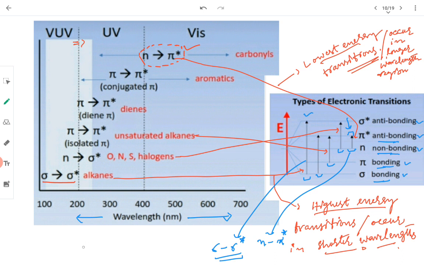So here, sigma to sigma star transitions occur at lower wavelengths, in this region. Then you have n to sigma star here, then you have pi to pi star in unsaturated alkenes and dienes, then you have pi to pi star in aromatics, and here you have n to pi star transitions in carbonyls, which occur at the longest wavelengths among these transitions.